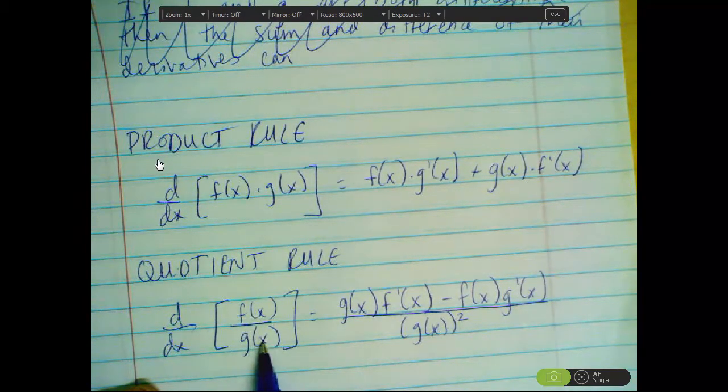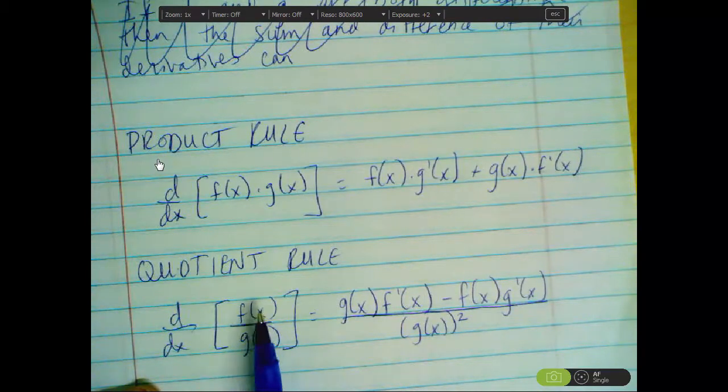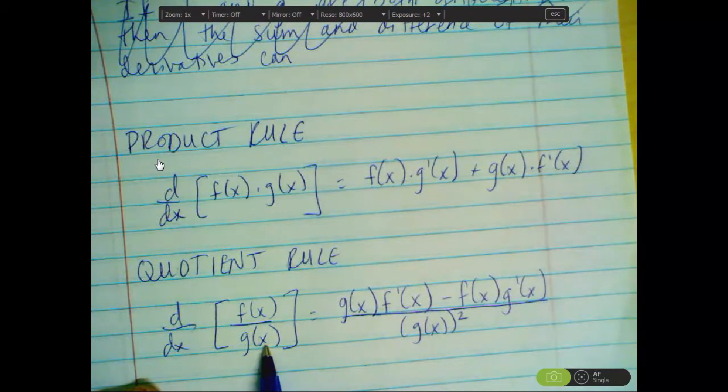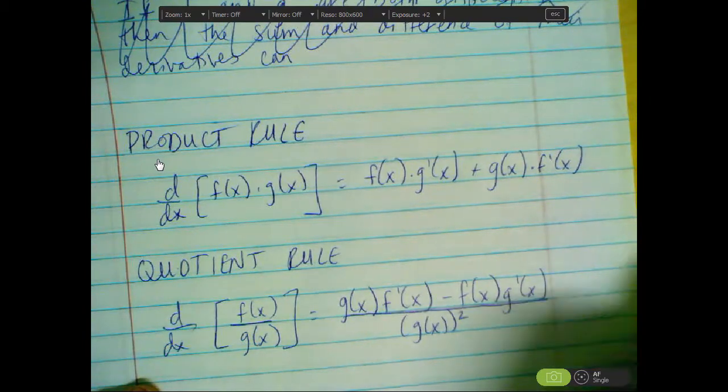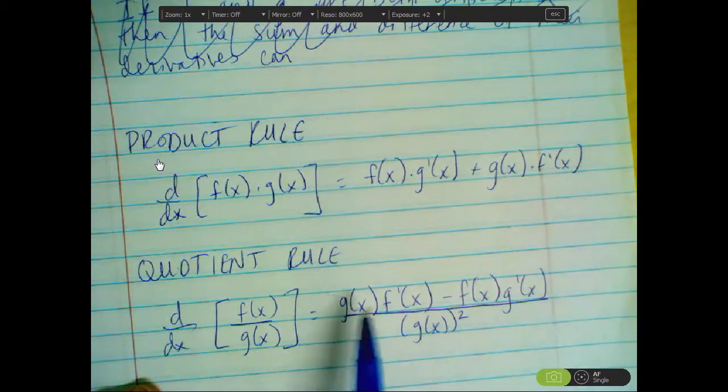So low d high minus high d low over low low, low squared. If you want to remember that, fine. I think the low d high, as long as you can remember bottom times derivative of the top, the rest of it starts to flow, but you have to remember to start with the bottom. That's it for the rules.